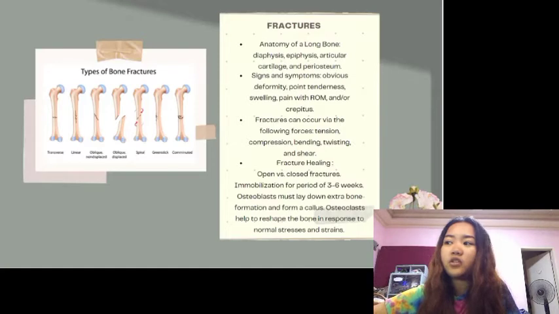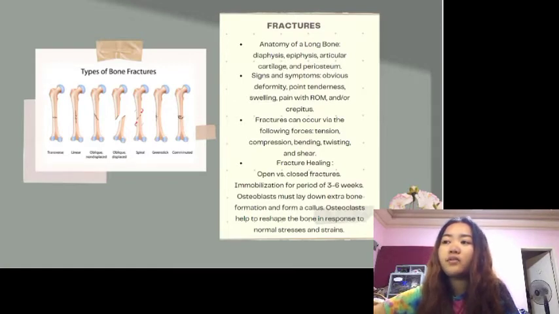The first is a transverse fracture. A transverse fracture occurs when a bone breaks at a 90 degree angle to the long axis of the bone. This typically occurs when a blow transmits a large amount of force directly perpendicular to the bone. Transverse fractures require an orthopedic trauma surgeon.